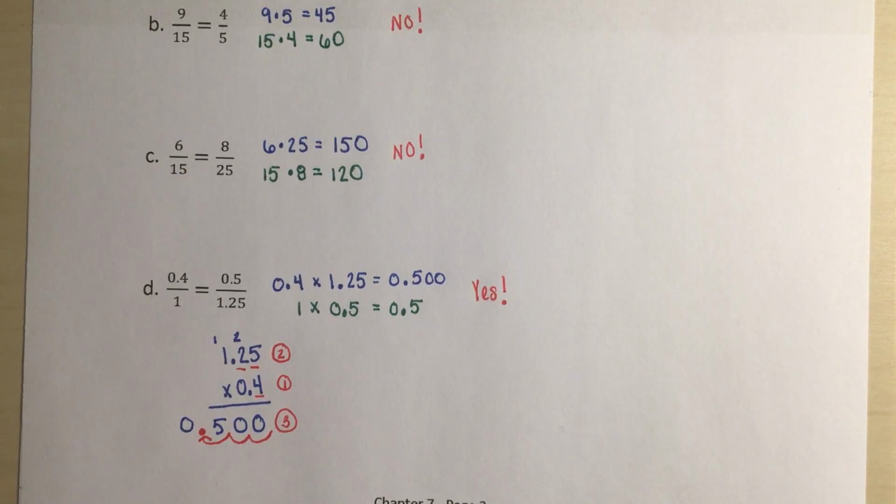As you're working through the rest of the problems in your section 7.1 homework, if you're asked if ratios are equivalent or if they are proportional, then what we are looking for is our cross products. Are those two cross products the same?